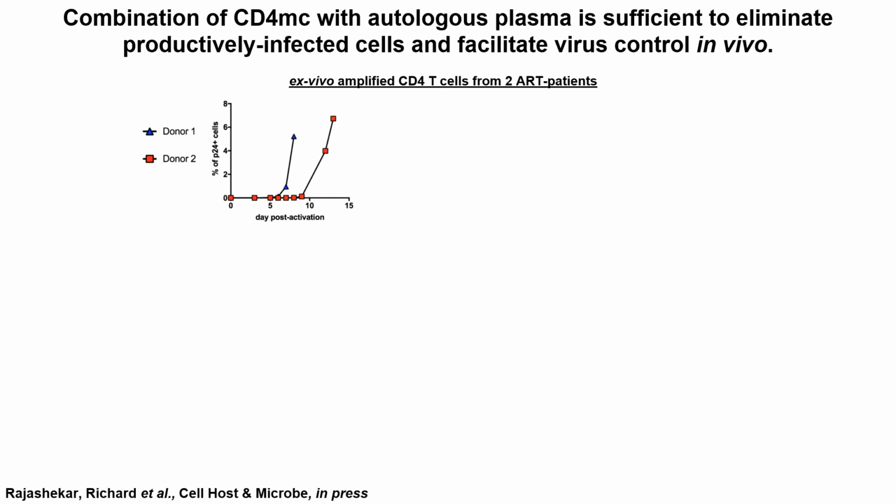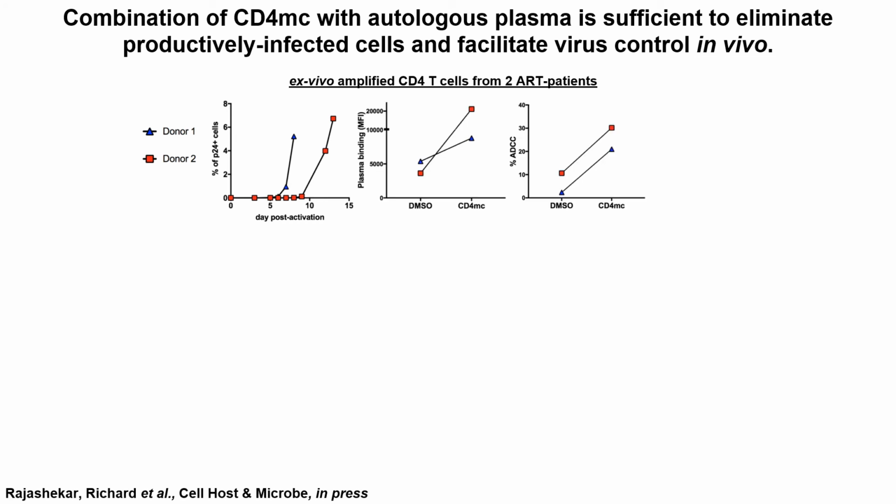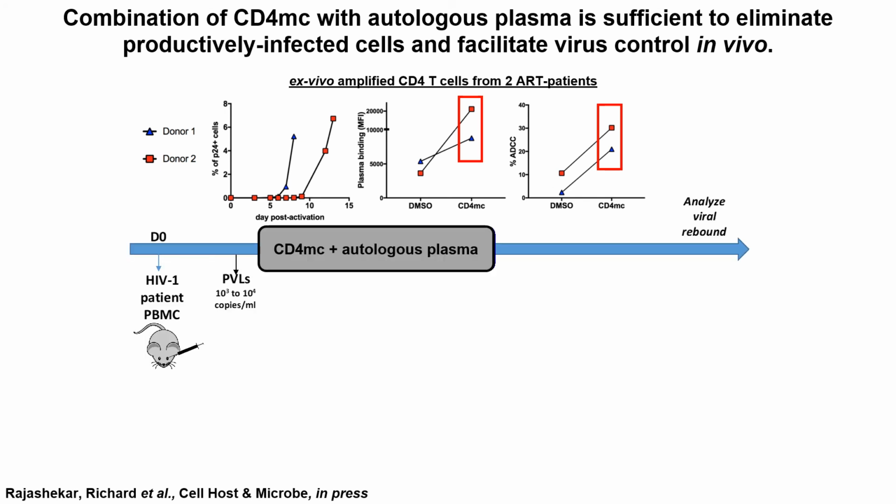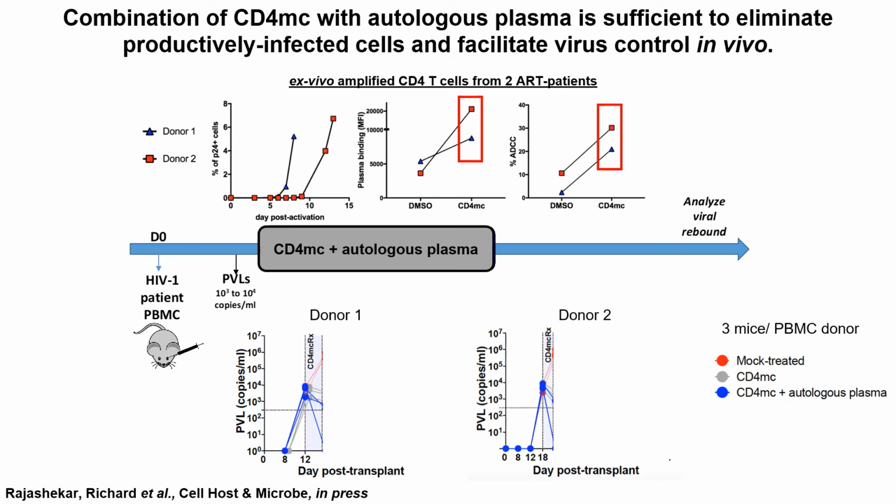To evaluate the therapeutic potential of CD4 mimetic in HAART-treated patients, we isolated CD4 T cell from 2 HAART patients and upon activation were able to reactivate the HIV-1 replication ex vivo, as you can see here. And we found that the capacity of autologous plasma to recognize HIV-1 infected cell and to mediate ADCC response was strongly enhanced in the presence of CD4 mimetic. To recapitulate this result in vivo, we generated SRG15 humanized mice using PBMC from these 2 donors. Syngeneic activation of transplanted T cell induced viral outgrowth from the latent reservoir in vivo, as you can see here.